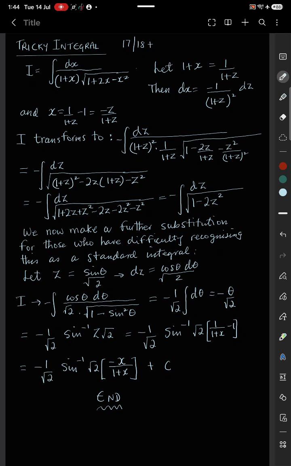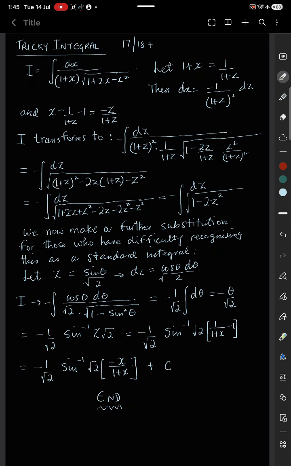So we start by letting 1 plus x equal 1 over 1 plus z. And then differentiating, we get dx equals minus 1 dz over 1 plus z all squared. And also to find the value of x in terms of z, x is 1 over 1 plus z minus 1, which is minus z over 1 plus z.